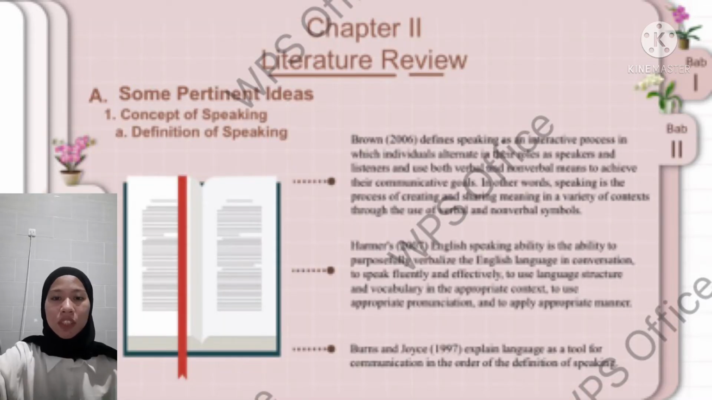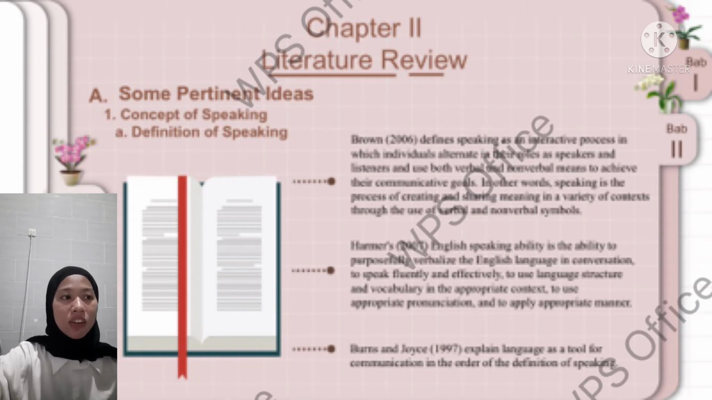Chapter 2 Literature Review. A. Some pertinent ideas. 1. Concept of speaking. A. Definition of speaking. Brown defines speaking as an interactive process in which individuals alternate in their roles as speakers and listeners and use both verbal and nonverbal means to achieve their communicative goals.